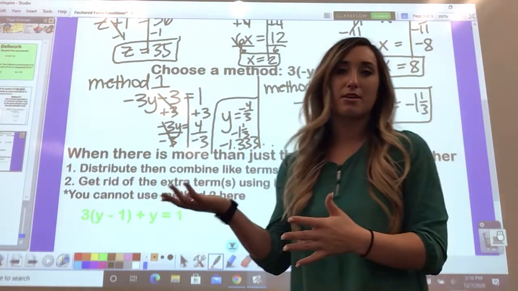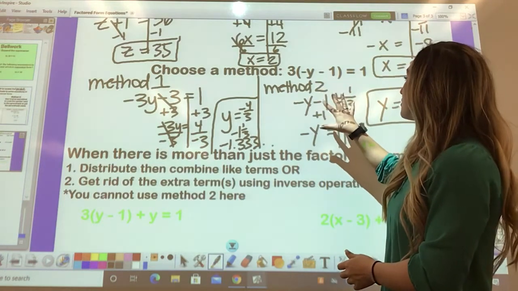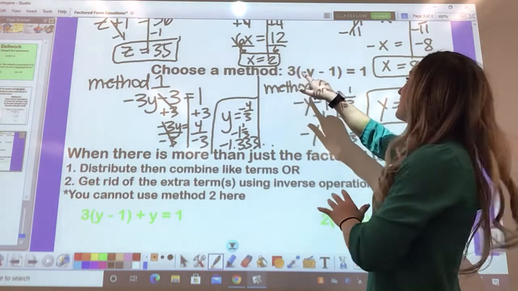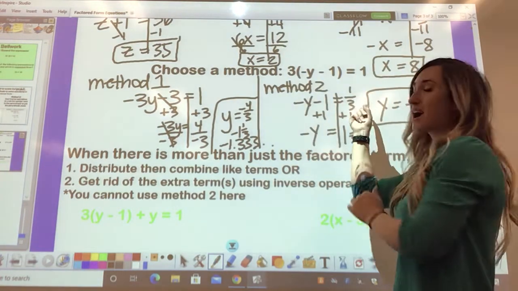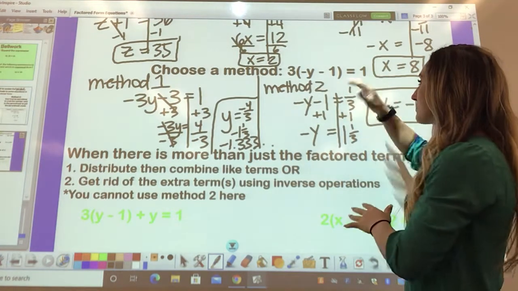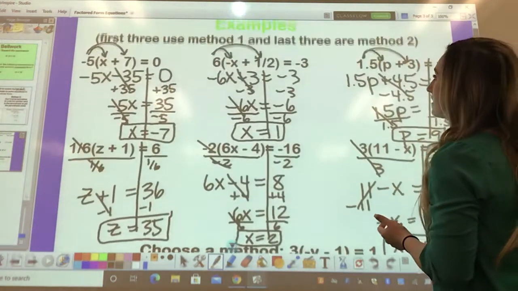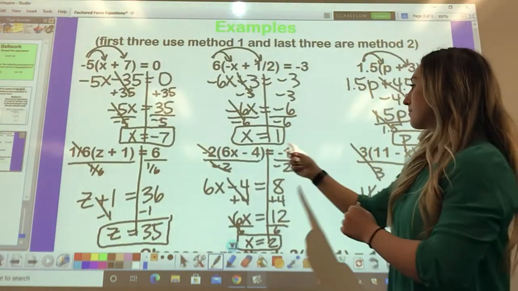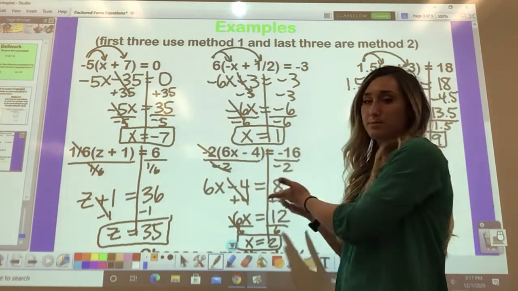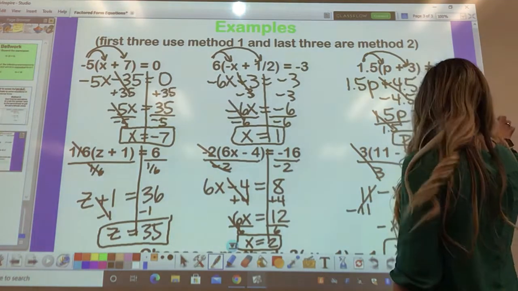You can pick whichever method you would like. I typically only use method 2 if I can evenly divide both sides by the number out here. So here, when I divided both sides by 3, that gave me a fraction over here, and I try to avoid that at all costs. I really only divide both sides by a number if I can do it evenly or nicely. Like up here, I could divide both sides by -2 because -16 divided by -2 gives me a whole number rather than a fraction or a decimal. But you can choose either method at any point.